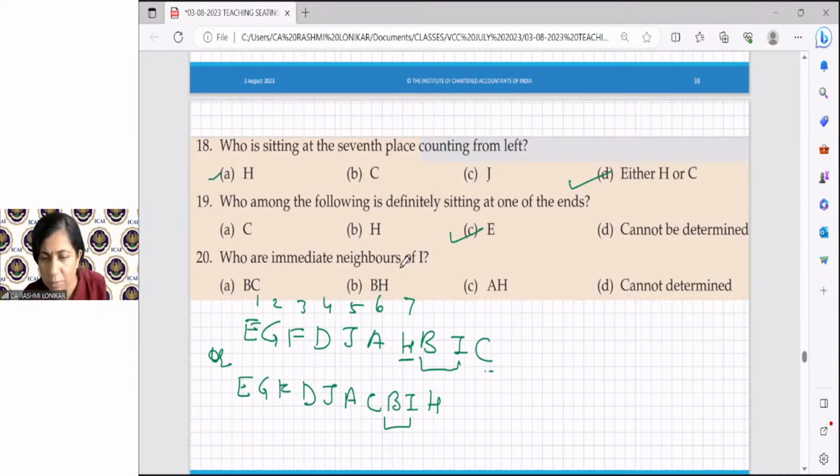Who are the immediate neighbors of I? Immediate neighbors of I are B and C, or B and H. So what will it be? Cannot be determined. Why is the answer cannot be determined? Because I lies between B and C, or B and H. That is why D is the correct answer, because there are two options for I.